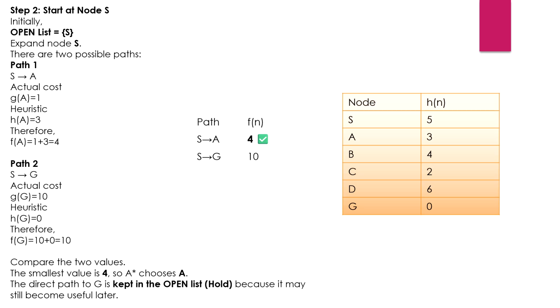Okay, we have two paths. Path 1 has a cost of 4. Path 2 has a cost of 10. Now the A-star algorithm selects the path S to A, f of n equal to 4. That is the lowest cost in the search.